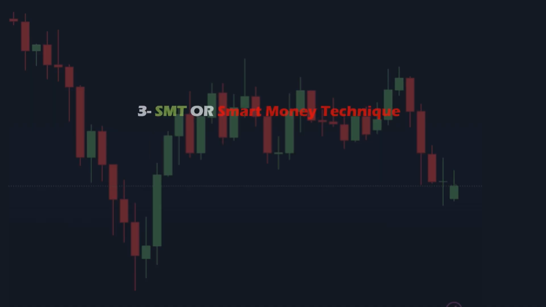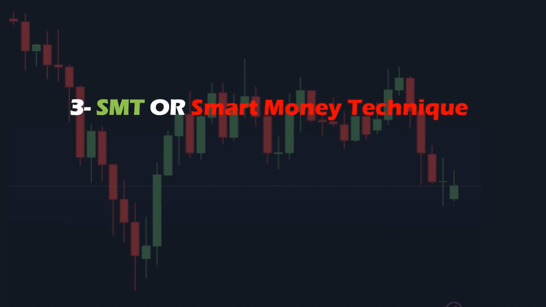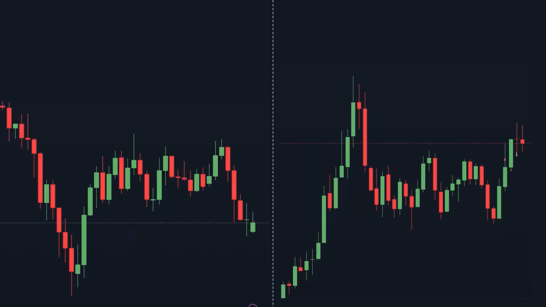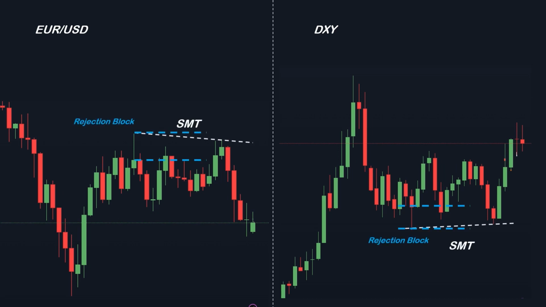Number 3, SMT or smart money technique. A rejection block is one of the key points where we pay attention to SMT, which is essentially the same as divergence. When SMT aligns with a rejection block, it increases the confidence in our trade entry. For example, here we have the dollar index and euro charts, and you can see how the rejection block combined with SMT has created a beautiful trade setup.